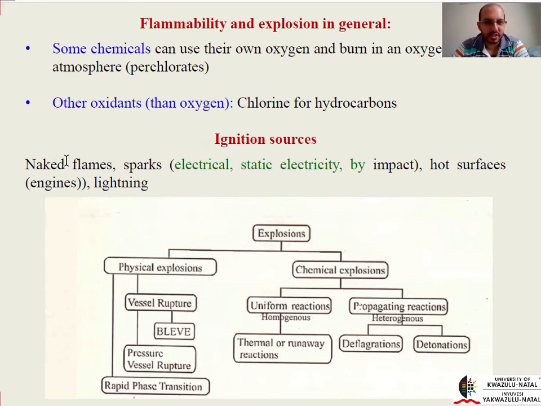Okay, so typical ignition sources, we've been through this here as well. And this diagram here essentially just categorizes all of the different types of explosions. So there are chemical explosions and physical explosions. The chemical explosions essentially need a reaction, whereas a physical explosion is mostly concerning a phase change, and that phase change results in high pressure. So things like rapid phase transition, vessel rupture.